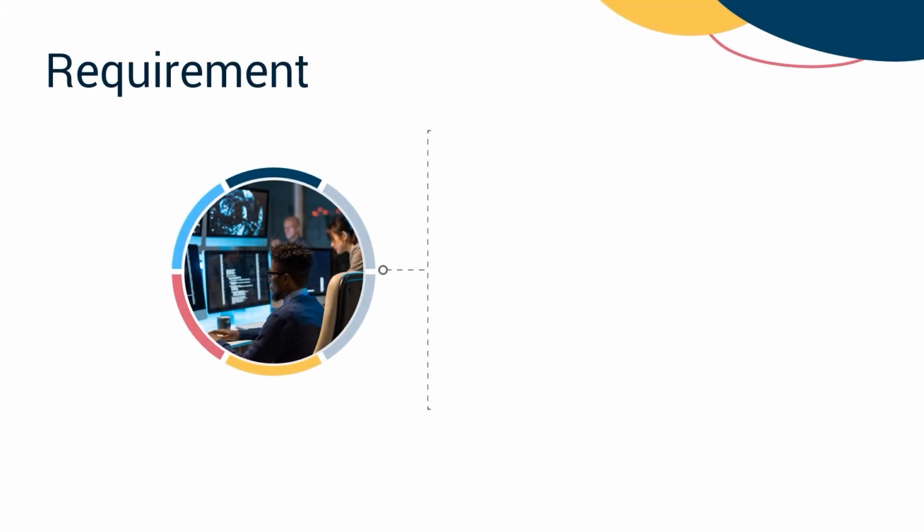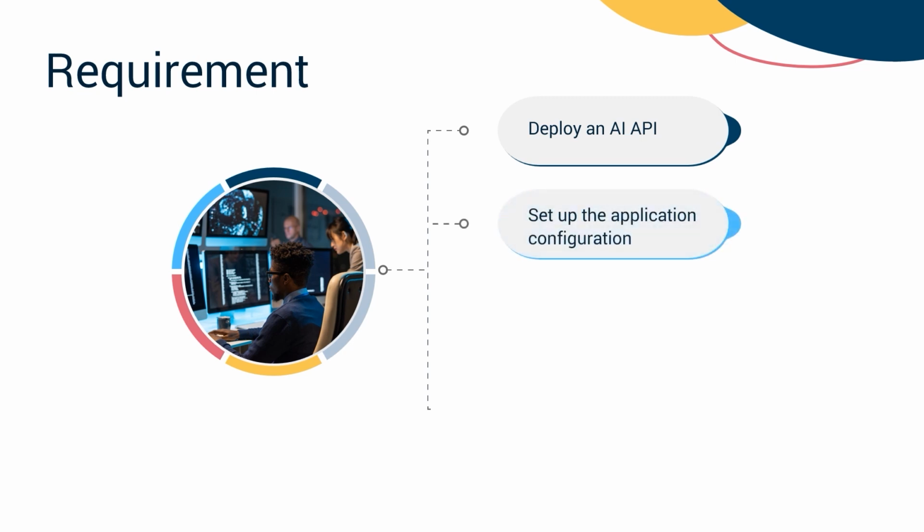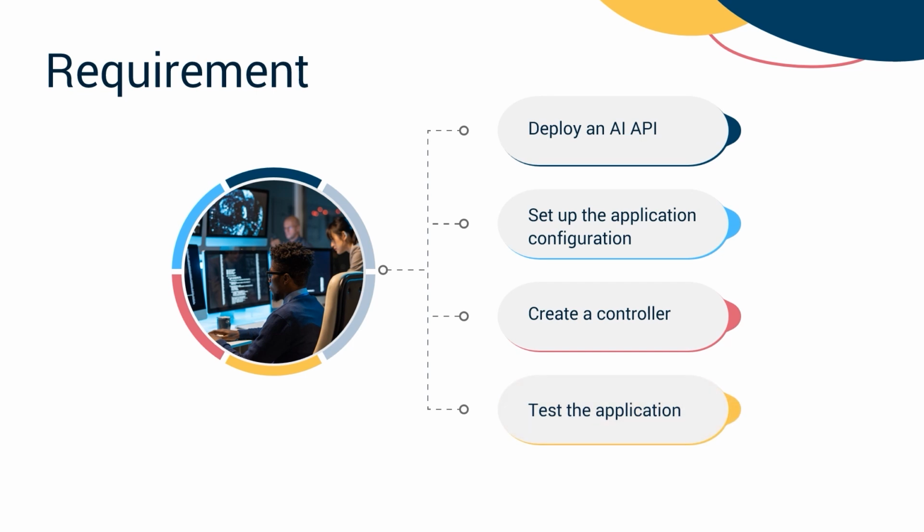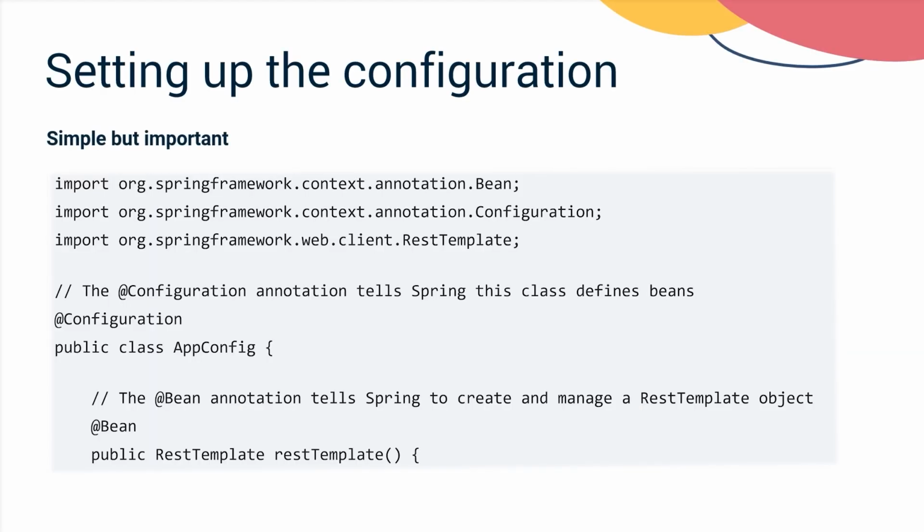Let's take the case of an organization preparing to deploy an AI API. Before deployment, it needs to set up the application configuration, create a controller, and test the application. The configuration class being set up is simple, but an important step. Let's go over the main aspects.